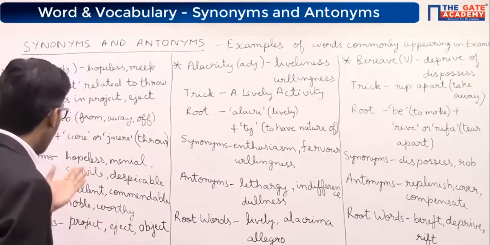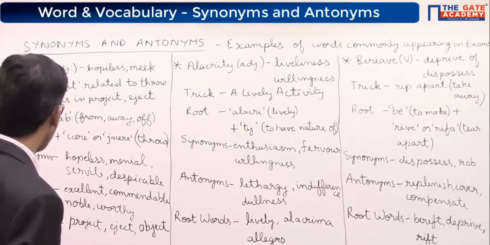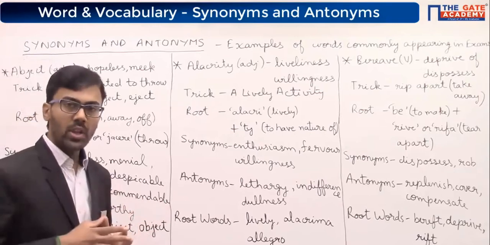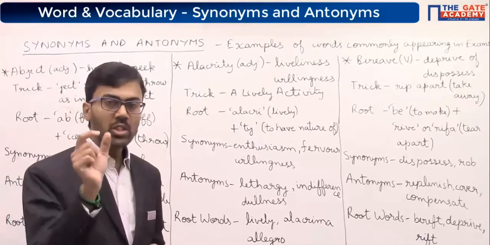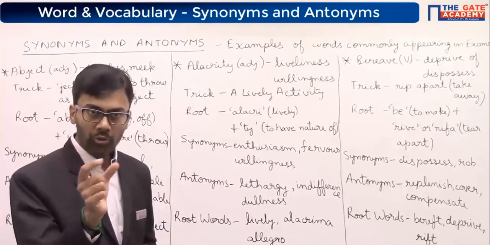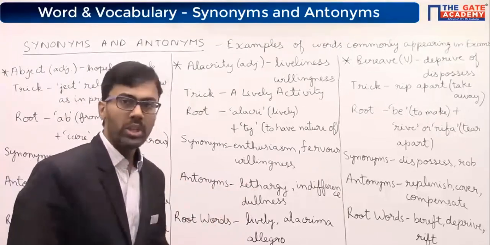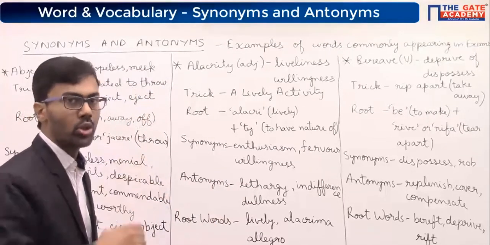Antonyms are excellent, commendable, noble, worthy, again very commonly used words. And then we come to root words. As we are going to discuss with each of these examples, each of these words has a root. Now there are a lot of other words that are derived from those roots. So with each example we discuss some other words that are derived from the root of this word.